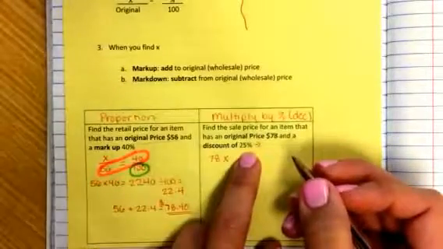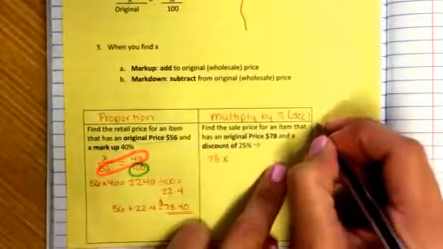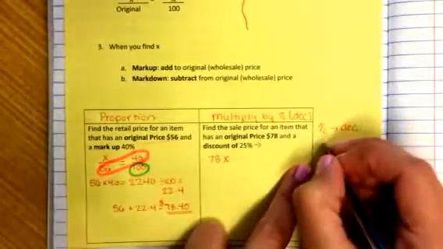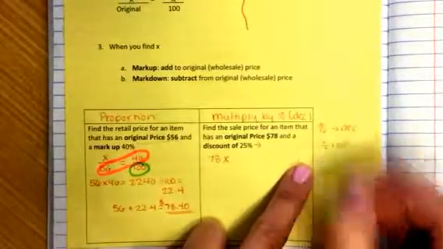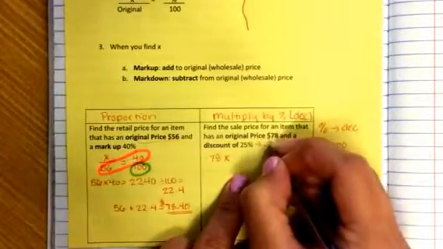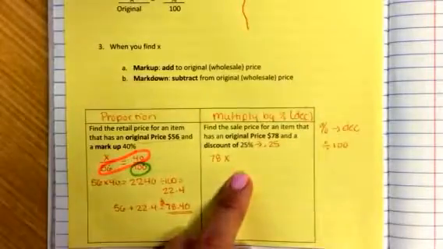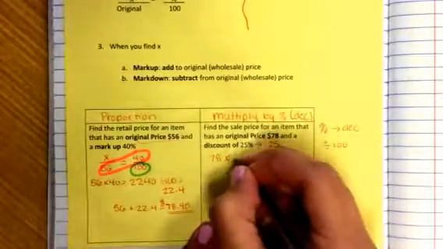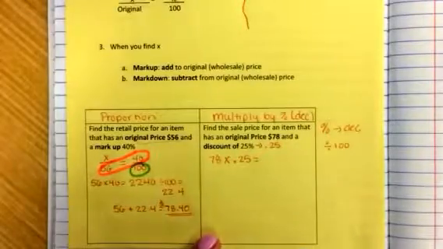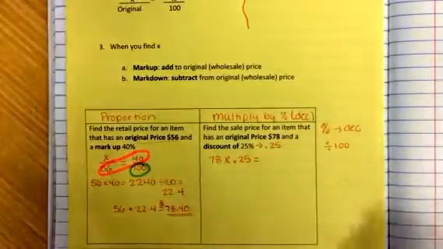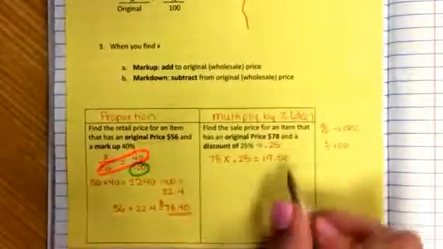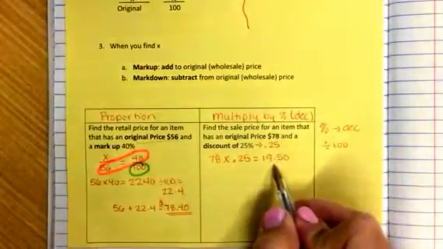Now, we first need to turn it into a decimal. So the way that you can turn this into a decimal, so percent to decimal, let's review this. You just divide by 100. That's all you need to do. And when you do that, you get 0.25. So you're multiplying by 0.25. So you get 19.5. So that's the corresponding money amount.